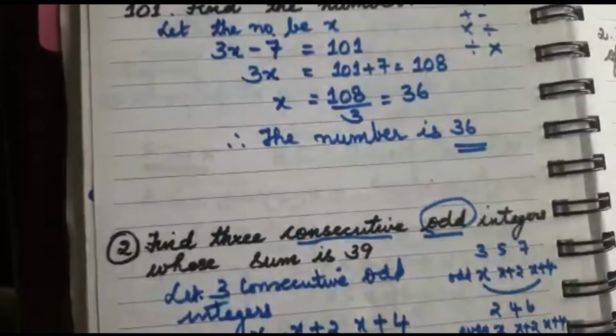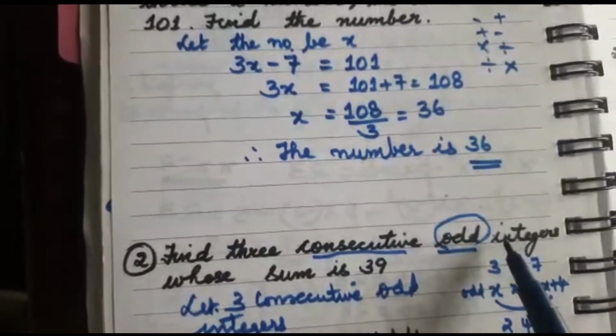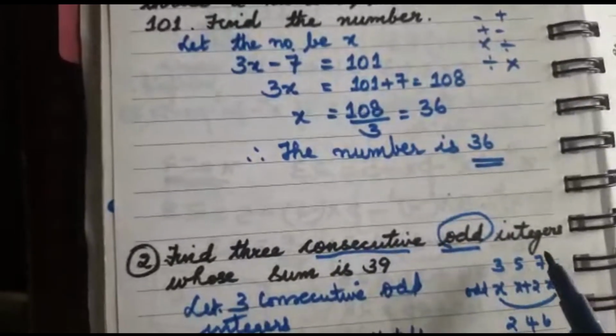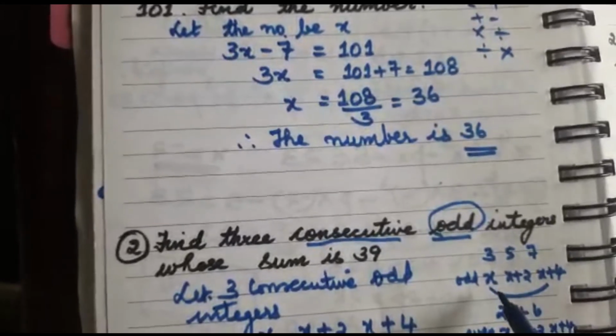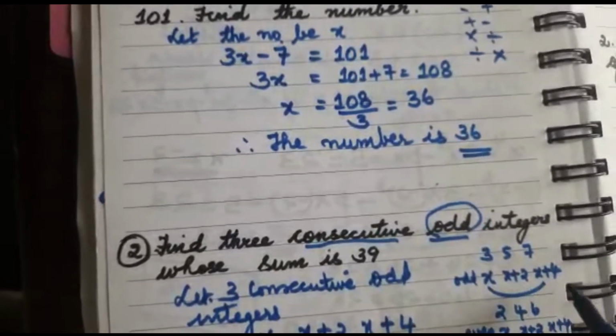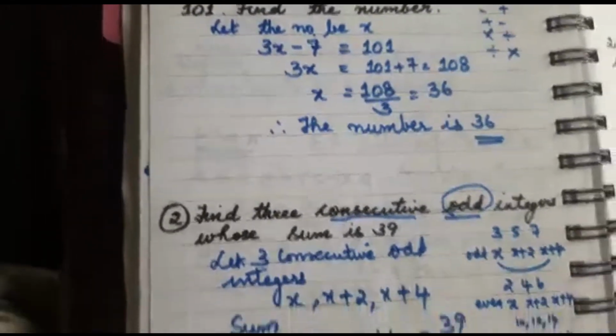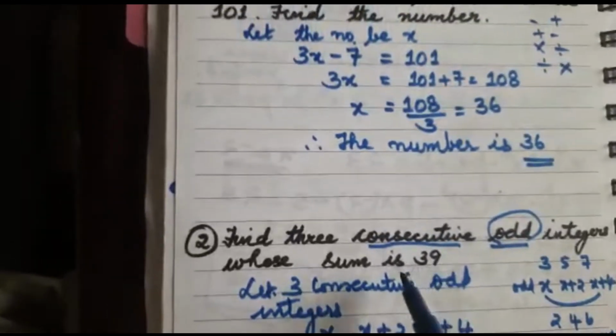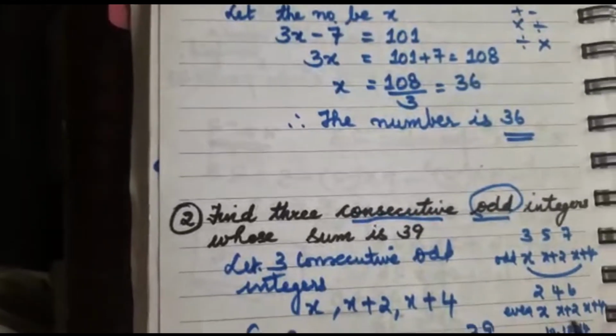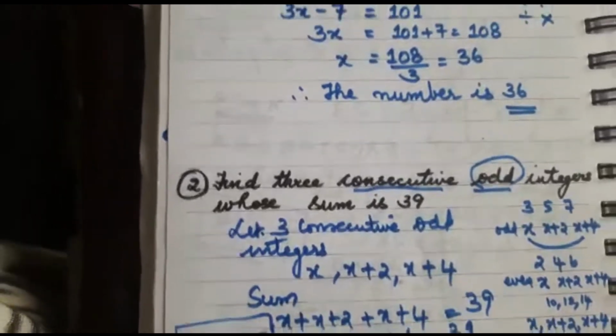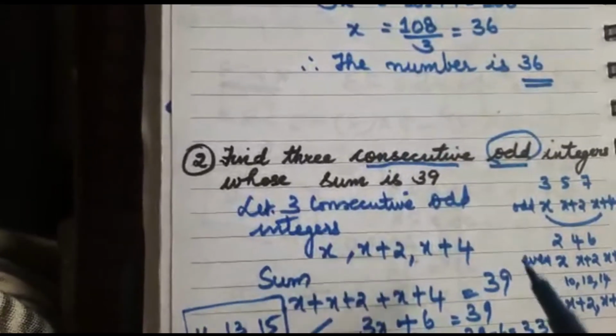Here, odd or even, 3 consecutive odd integers or 3 consecutive even integers, you can take the first one as x, second as x plus 2, third as x plus 4. So we are taking it as this one. Then what is given? Sum. Sum means we will add up. So x plus x plus 2 plus x plus 4 is equal to 39.